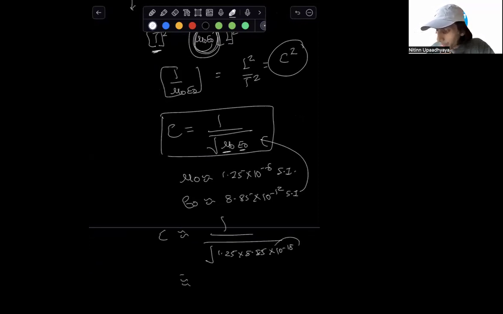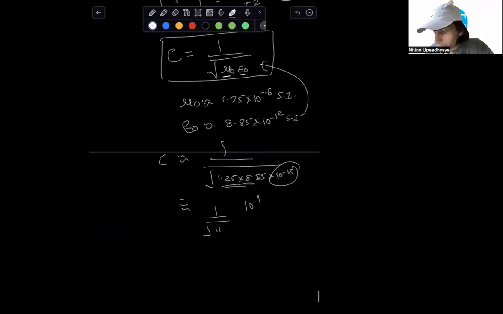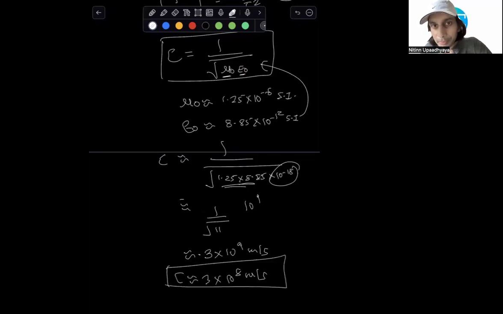That's approximately, so 10 to the minus 18 goes to the numerator, and we can write this as 10 to the power 9 divided by, and this product is approximately, I think, somewhere around 11, which you can use a calculator to check. And this will give us something of the order of 0.3 into 10 to the power 9 meters per second, which is 3 into 10 to the power of 8 meters per second. And that's approximately the speed of light in vacuum.